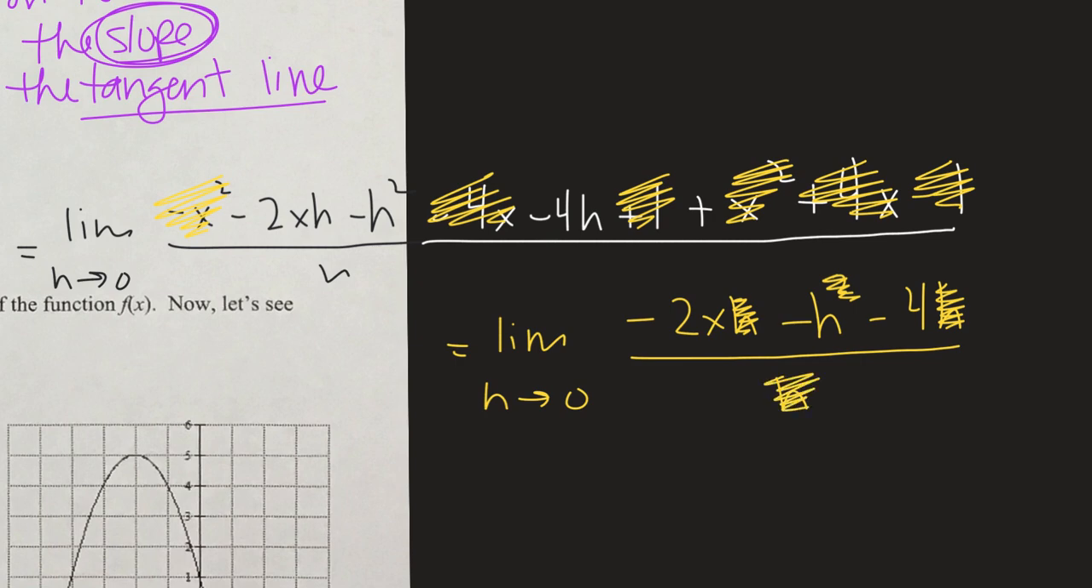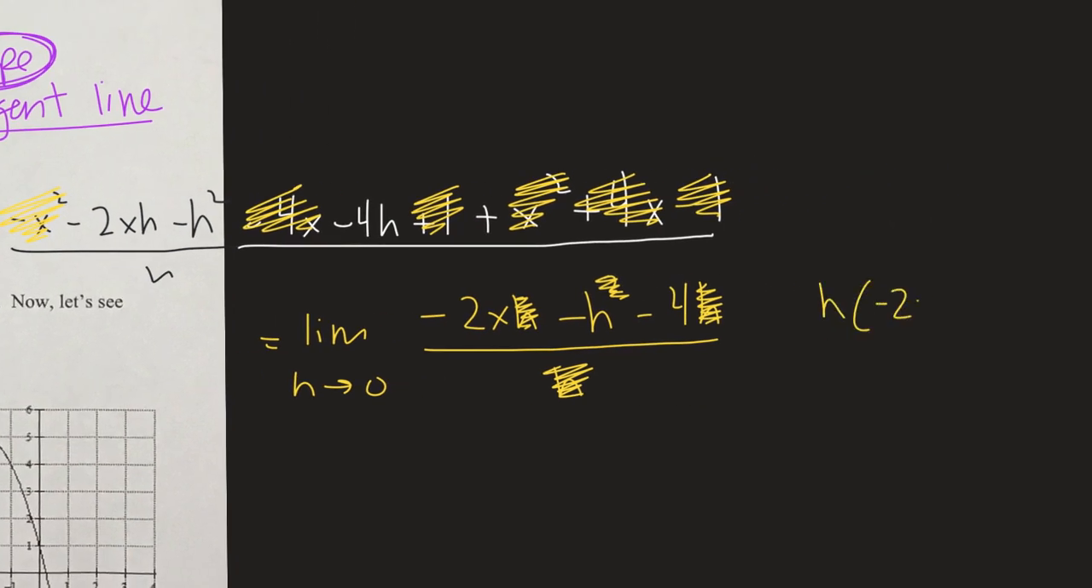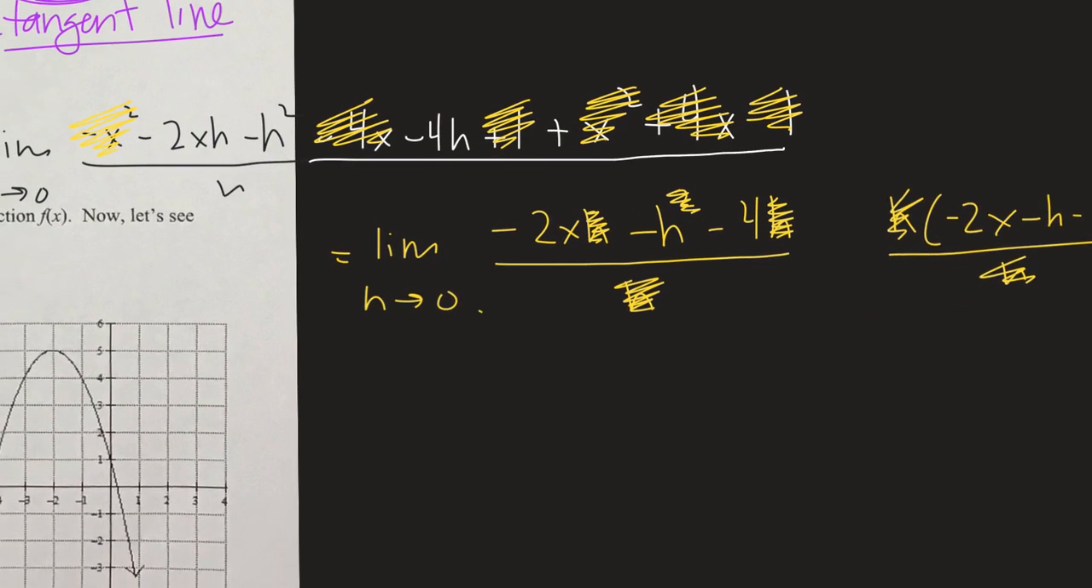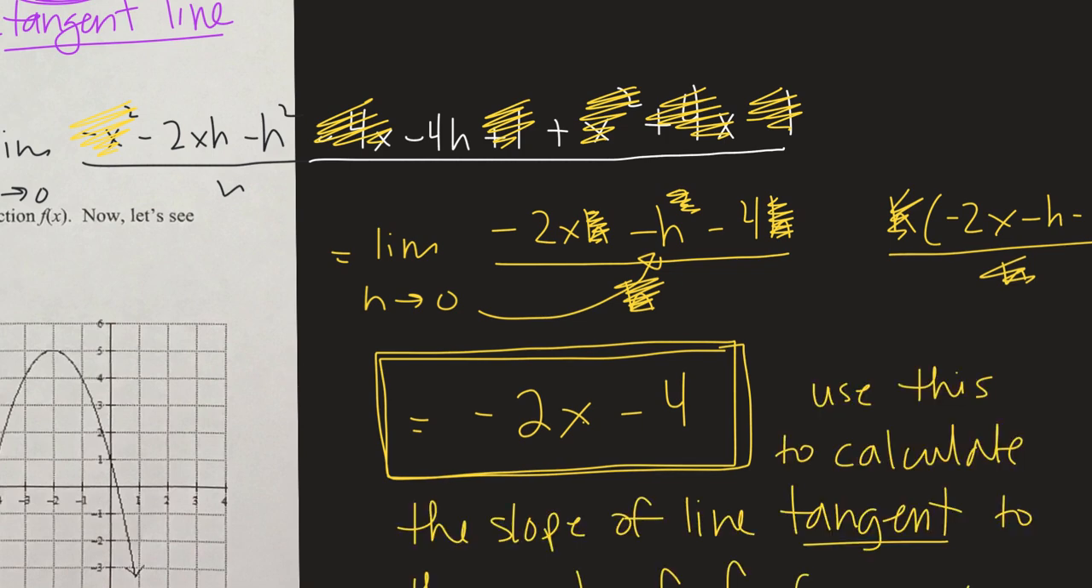We can common factor. That's actually what we're doing, pulling out a common factor of h and canceling it with the one in the denominator. Mathematically, that's what we're doing. Now when we plug in 0, we get this equation, minus 2x minus 4. So this is the derivative. This is the equation that we're going to use to calculate the slope of the tangent line for any x value. We have just found the derivative.